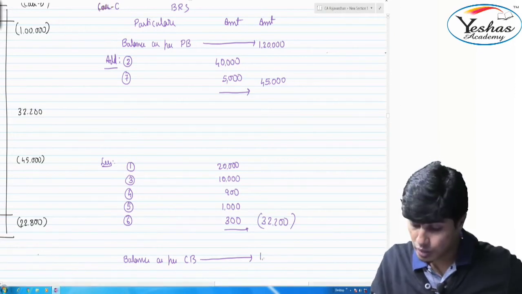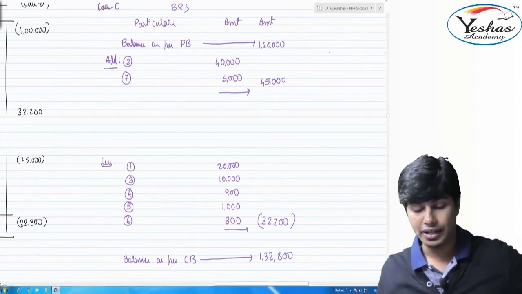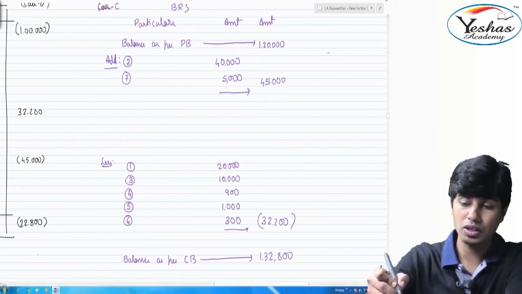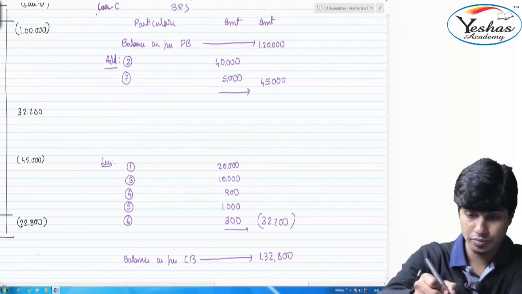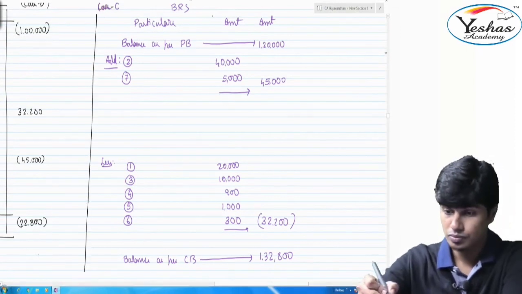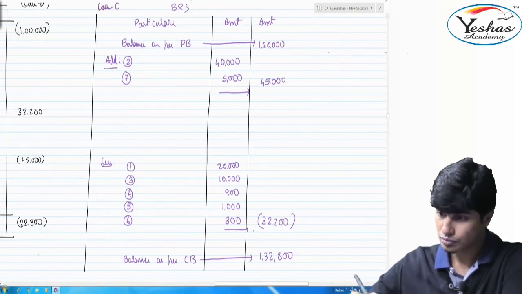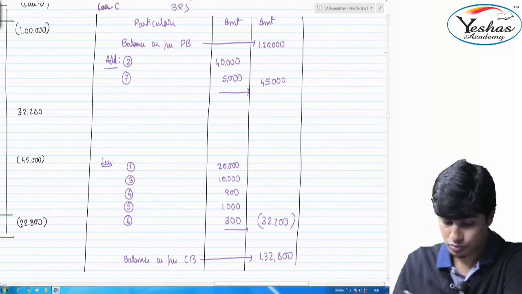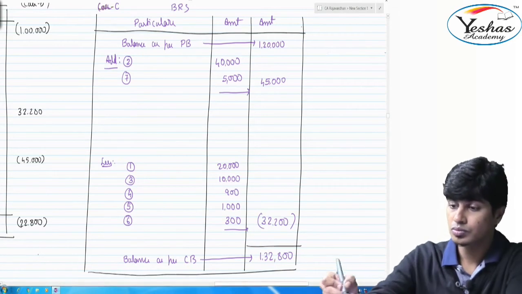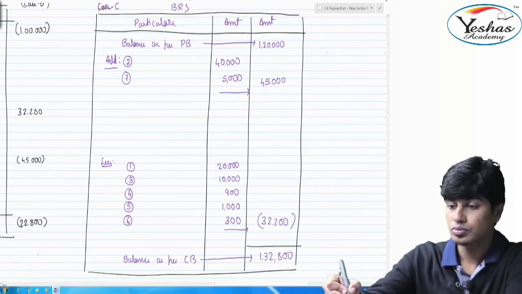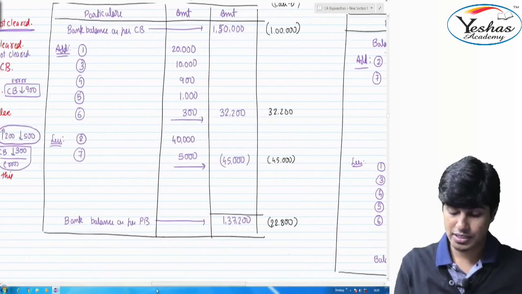That would give us 1,32,800. Yeah, 1,32,800. What is this? This is my balance as per cash book. So this is the answer for case C. Okay. Now we'll take up case D. Case D is again simple.